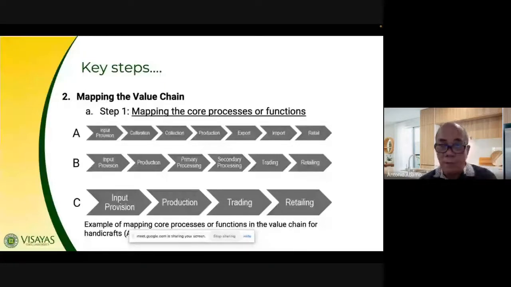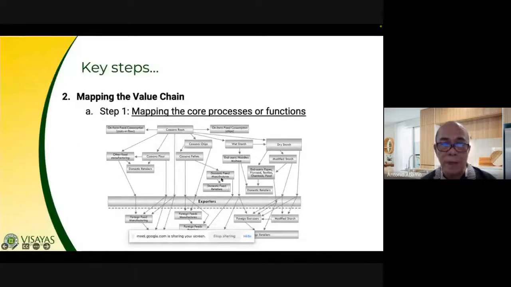How do you map out the configuration? Now, still of mapping, you have mapping in terms of the core processes. This is one example of mapping. No? You have here basically the activity revolves around export market. So that means these are all exporters. That means we see the different complexity in the configuration of the value chain.